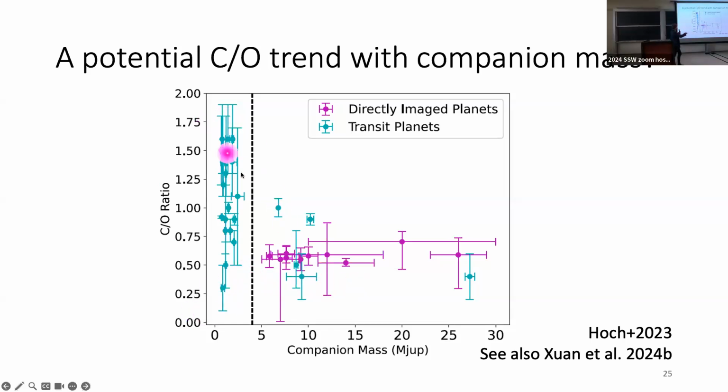But here you can see that there's maybe some trend. At least the transiting planets seem to have a fairly higher C/O ratio compared to the directly imaged ones. Is that a trend? I think we need more directly imaged planets at smaller masses to conclude further.